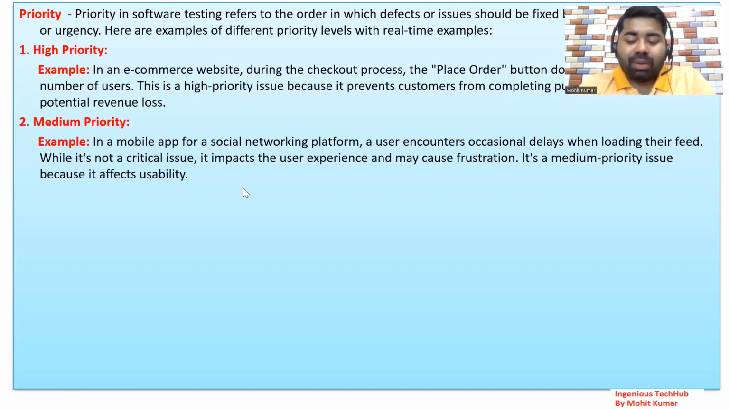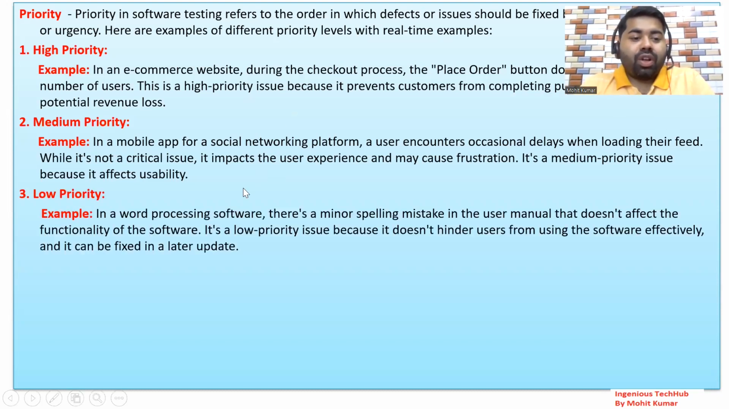So understood, right? So it will impact the usability issue. Low priority. Okay, so I have given some spelling mistakes, right? So you are using word processing software, and there is a minor spelling mistake in the user manual that does not affect the functionality of the software.